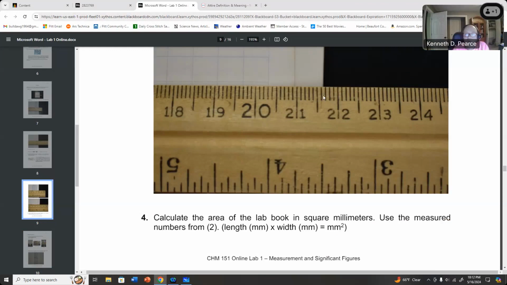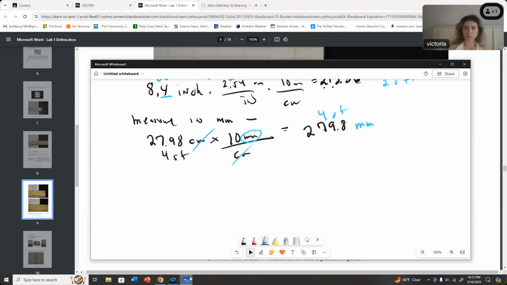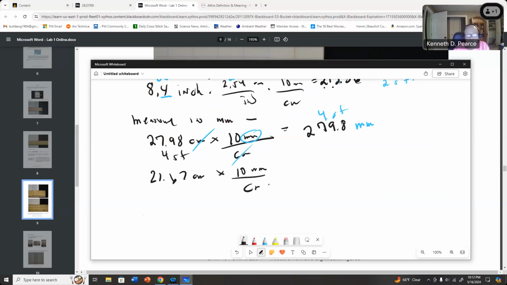21.6, and you got to estimate in between the lines. 7. 21.67, okay. And so we have 21.67 centimeters in the other direction, 10 millimeters per centimeter. We got 4 SF over here, so our answer is going to be 4 SF because 10 millimeters to a centimeter is defined. And we have 216.7 millimeters. There you go.